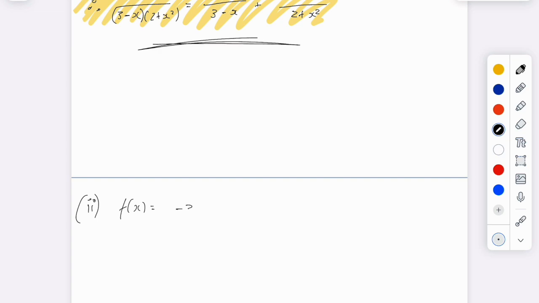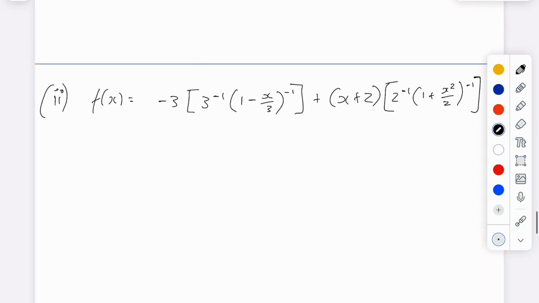minus 3, e to the power minus 1, 1 minus x, 1 over x cubed, 1 minus 1, plus x plus 2. And it's going to equal 2 minus 1. And that's going to be 1 plus x squared over 2 minus 1. So that's the first good place to start.